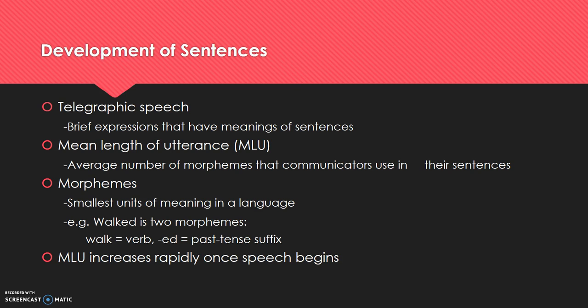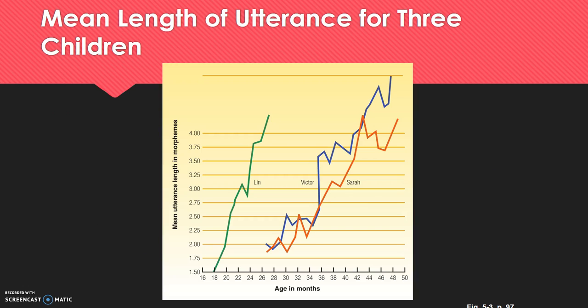So, for example, the word walked is two morphemes. The word walk in and of itself, the root word, which is a verb, and then -ed, when we tack -ed onto that, evolves walk into walked, and we go from one morpheme to two. And so as we get older, our MLUs increase rapidly. If we take a look at the next page, we can look at Lynn, Victor, and Sarah. If we look at their age in months, we can see Lynn starts out at 18 months with about 1.5 morphemes. And as he gets to 6 months later, he's increased to four morphemes or an MLU of 4.